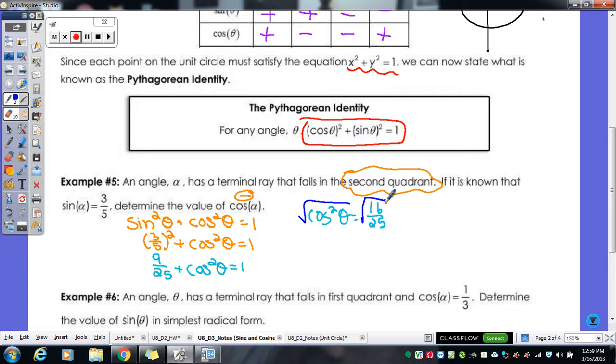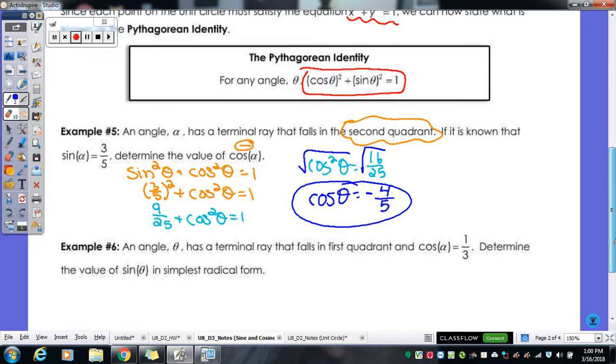So we take the square root of both sides, and instead of having cosine squared, we now just have cosine. And what's the square root of 16 over the square root of 25? And since it's in the second quadrant, we want the negative version, because remember, when you take the square root, you get positive and negative. We want the negative because we're in the second quadrant. So cosine theta equals negative 4/5.